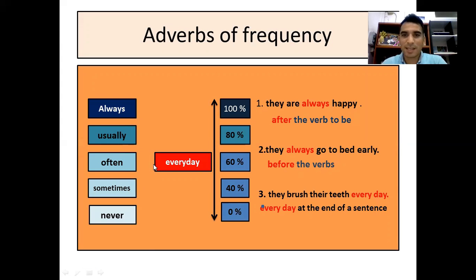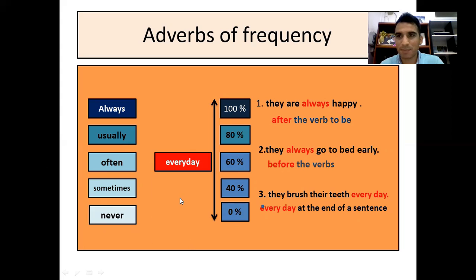And look at this chart. When you use always, it means 100%, you do it every day. If you do something every day, you say always, 100% sure. Usually is 80%. Often is 60%. Sometimes is 40%. Never is 0%. Yes, always 100%, usually 80%, often 60%, sometimes 40%, never 0%.